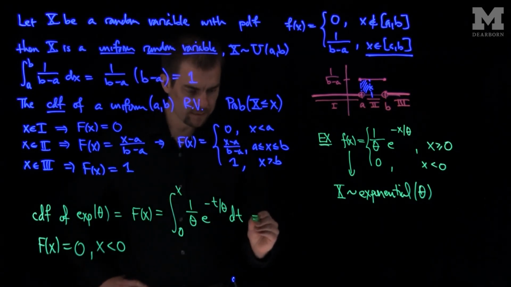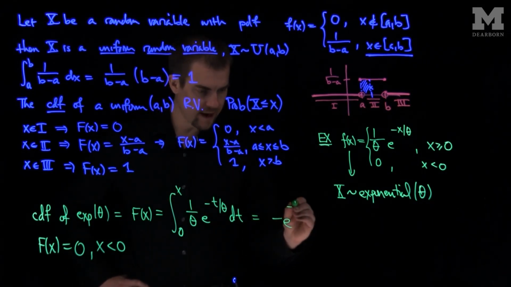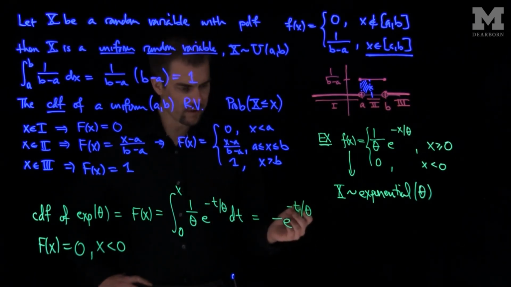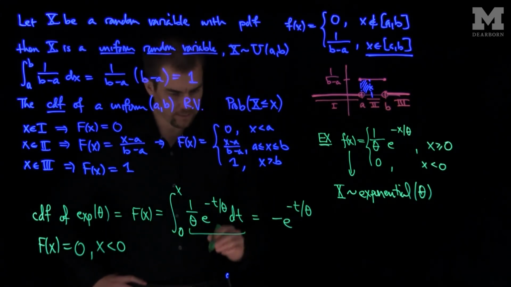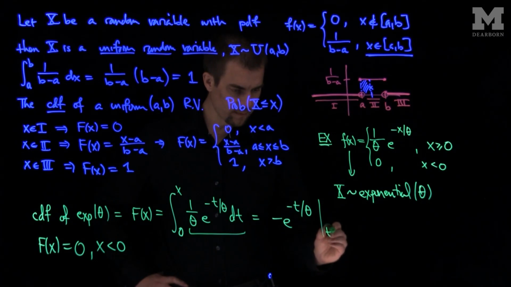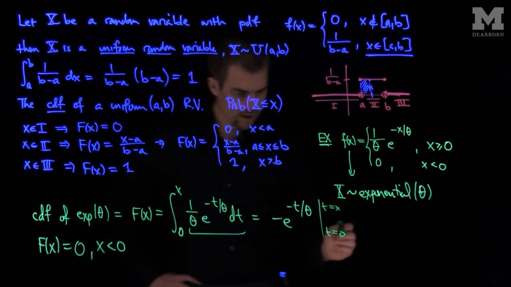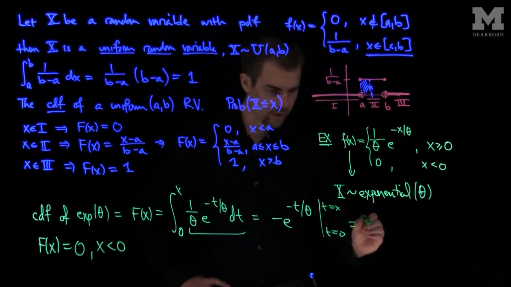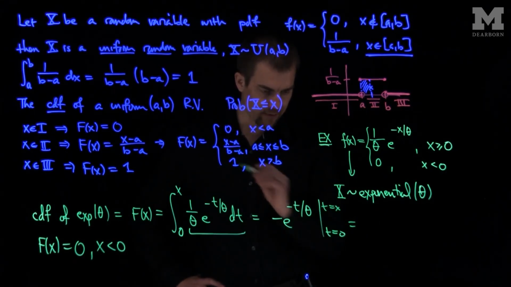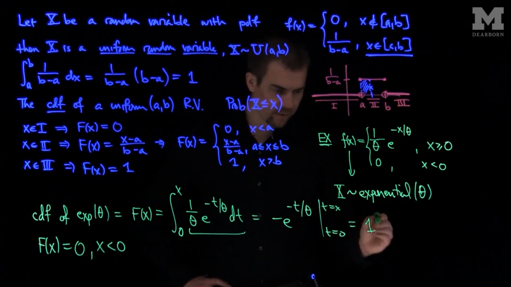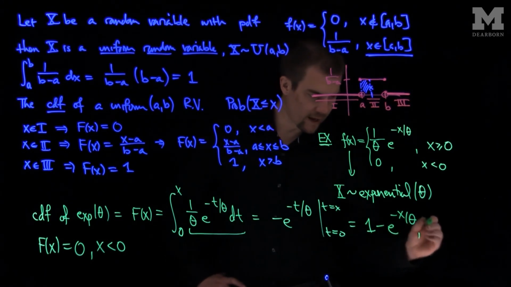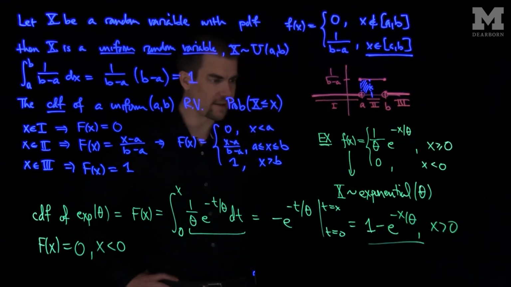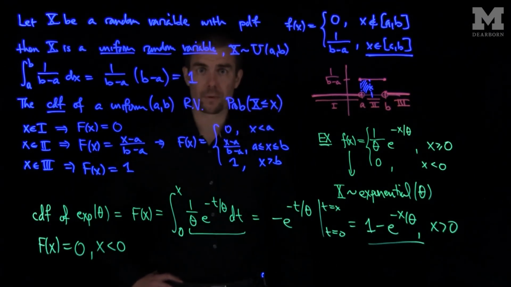Now I claim this is negative e to the negative t over theta, because if we take the derivative of this, I'll get a positive 1 over theta e to the negative t over theta. So this is the antiderivative of this function, evaluated from t equals 0 to t equals x. When I plug in t equals 0 for the bottom limit, I'll get a negative negative, which turns into a positive 1. And when I plug in x on the top limit, I'll get negative e to the negative x over theta, for x greater than 0. So 1 minus e to the negative x over theta is the cumulative distribution function of an exponential random variable whose parameter is theta.